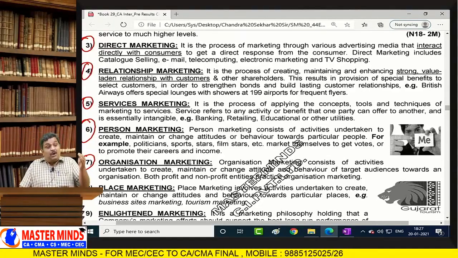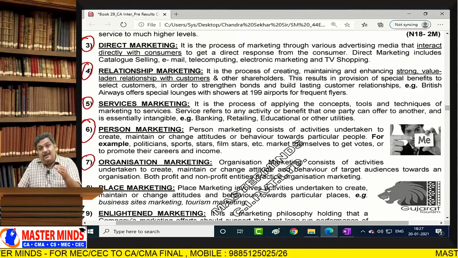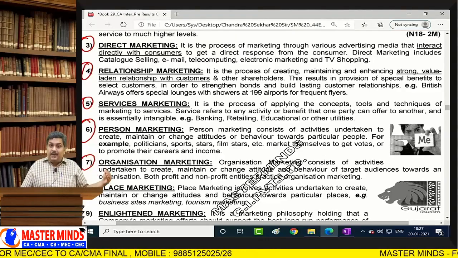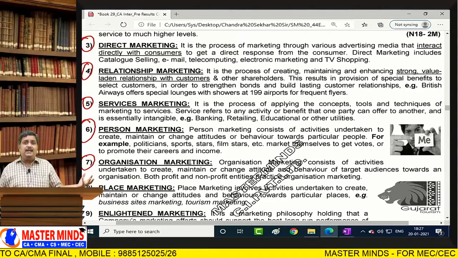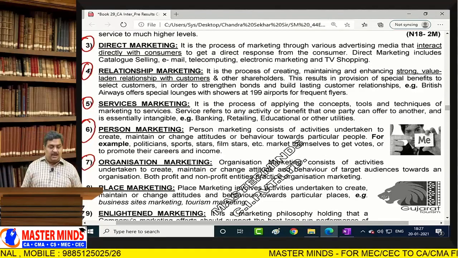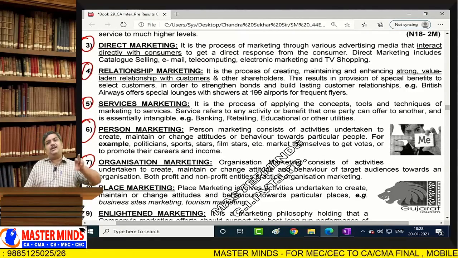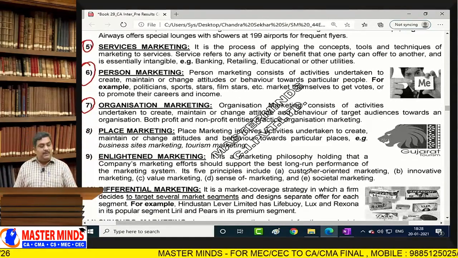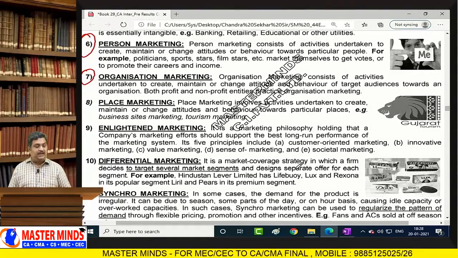That means the organization campaign is not intended to promote a particular product, but it is intended to promote the entire organization. In that advertisement, all products are displayed, and finally the name of the company, Tata, will be promoted. So that is called organization marketing. Both profit and non-profit making entities require organization marketing because they want to make people know about their organization, the greatness of their organization.